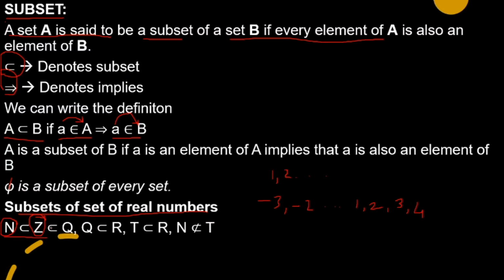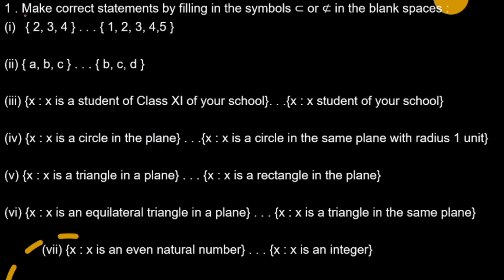Got it? So in rational numbers we have negatives, right? Next, rational numbers are a subset of real numbers. We know that real number is a family of numbers, so obviously each and every number is included in R. Next, T. What is this T? It's nothing, it denotes irrational numbers. So irrational numbers are a subset of real numbers. But natural numbers are not a subset of irrational numbers. Is it clear?